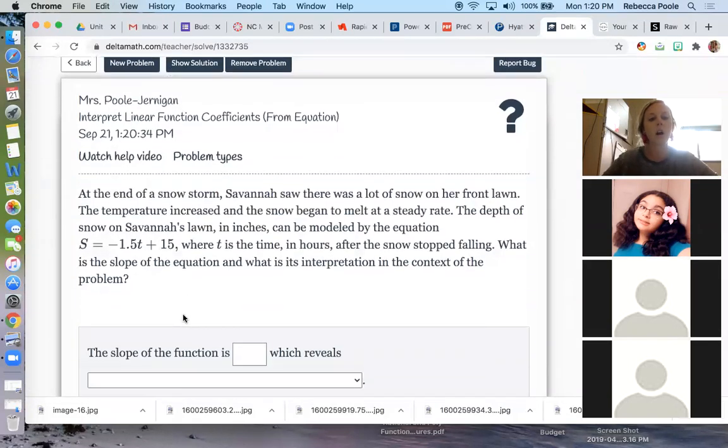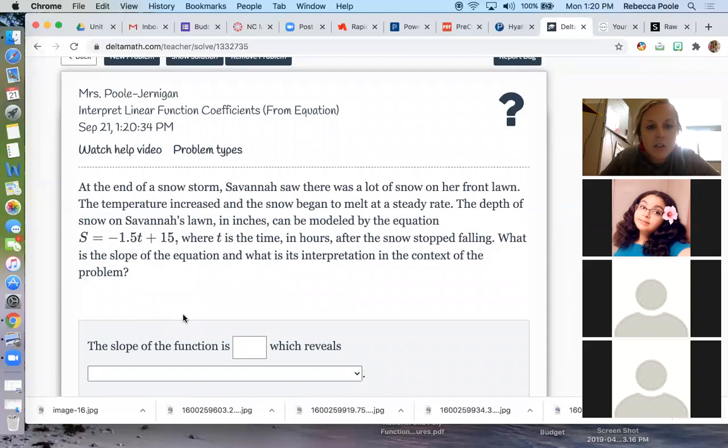All right. At the end of a snowstorm, Savannah saw there was a lot of snow. The temperature increased and the snow began to melt, which makes sense, right? After we get snow and the sun comes out and it gets hotter, the snow starts to go away. The depth of the snow on her lawn can be modeled by this equation. So this is what you need to know, this equation right here.